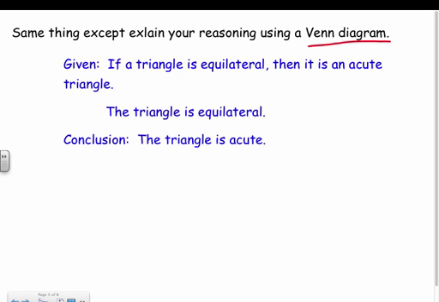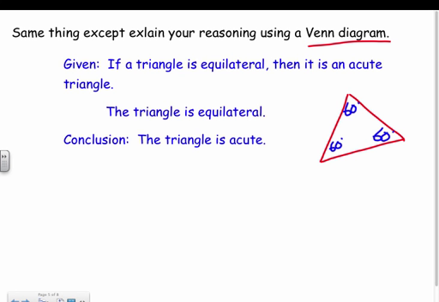So if a triangle is equilateral, then it is an acute triangle. So if I have an equilateral triangle, let me draw one as close as I can. Pretty close. A little off, but not too bad. If it's equilateral, that means it's equiangular. So all angles would be 60 degrees because they have to add up to 180. 180 divided by 3. Well, that's an acute triangle, isn't it?